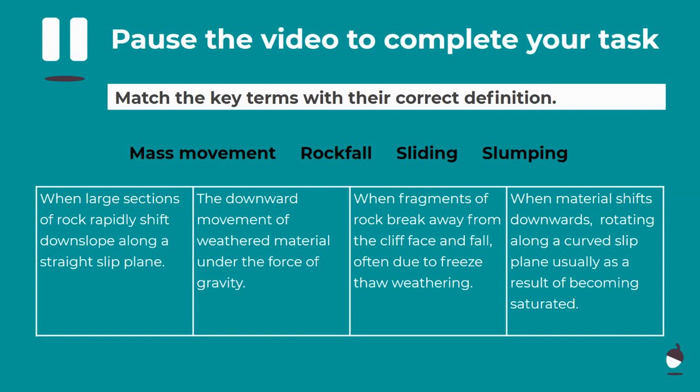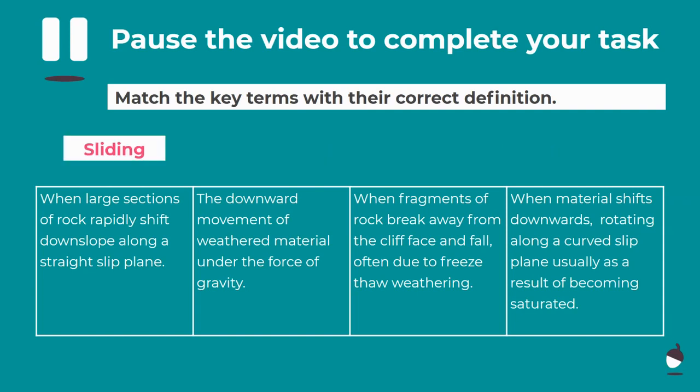Right, okay, let's see how you've got on. Did you get sliding is when large sections of rock rapidly shift down slope along a straight slip plane? Did you get that mass movement is the downward movement of weathered material under the force of gravity?